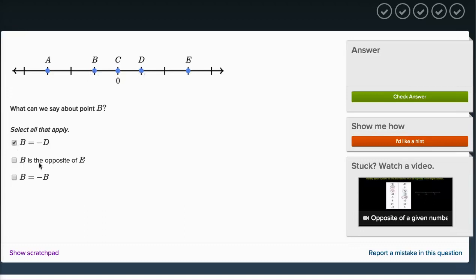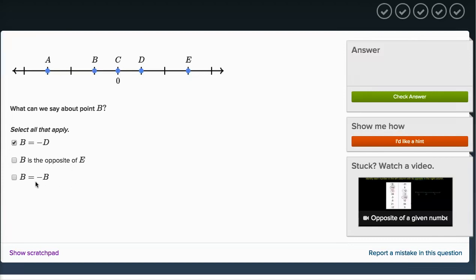The next statement is B is the opposite of E. Let's see, E is 1, 2, 3 hash marks to the right of 0. So the opposite of E should be 1, 2, 3 hash marks to the left of 0. That is not B. That is A. B is not the opposite of E. A is the opposite of E, but that isn't what they write here, so we're not going to check that.